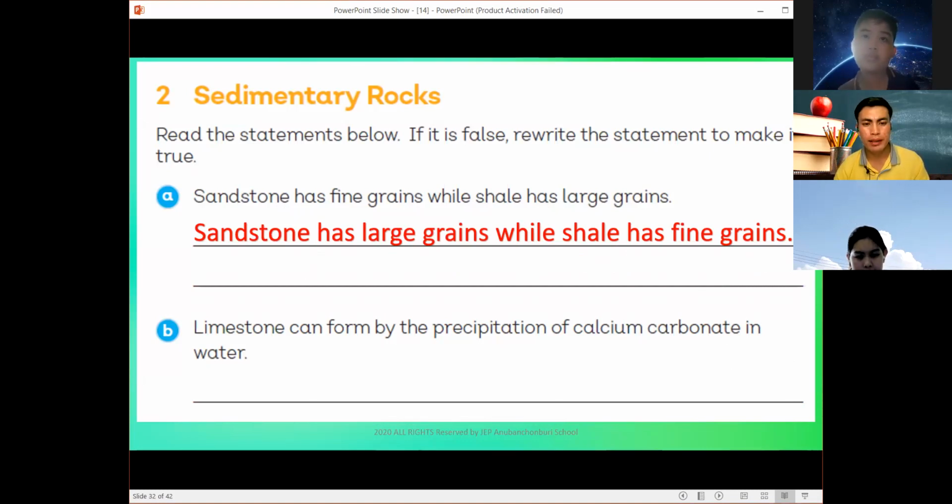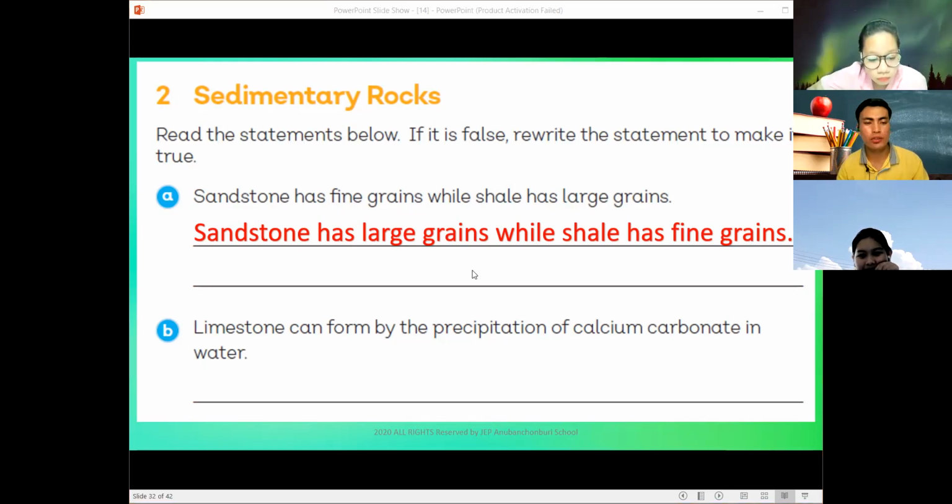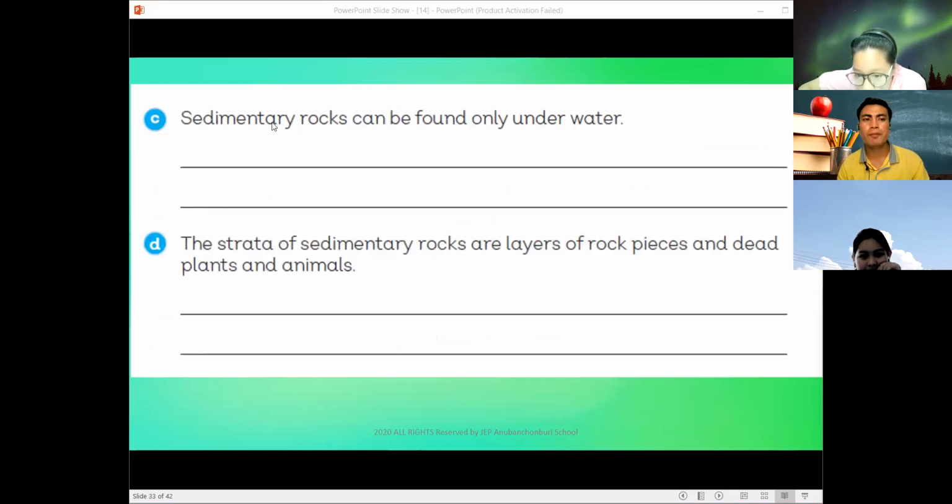Limestone can form by the precipitation of calcium carbonate in water. True or false? If it is true, no need to change anything. True. All right, so since it is true, no need to change. So let's proceed to letter C. Sedimentary rocks can be found only underwater. True or false?